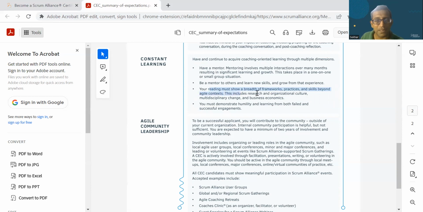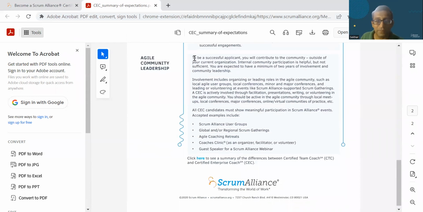Your reading must show the depth of frameworks, practices, and skills beyond the agile context. This includes research, organization culture, multidisciplinary change, and maybe some business economics as well. Then agile community leadership. As I said before, a CEC must be able to demonstrate at least, I believe it is 2 years. I have to cross-check it in the application, but I think it is 2 years. I have read this recently.